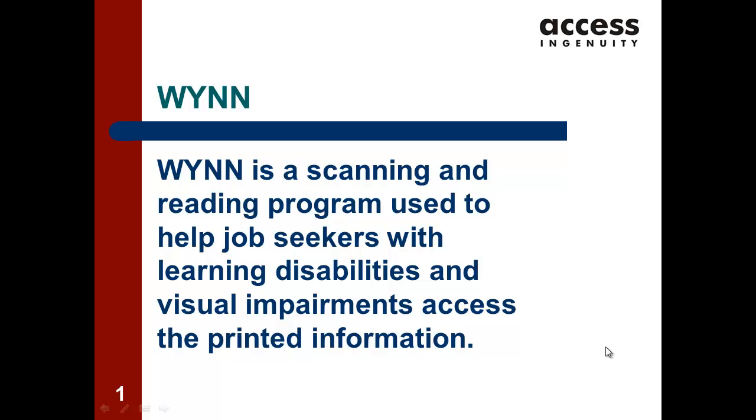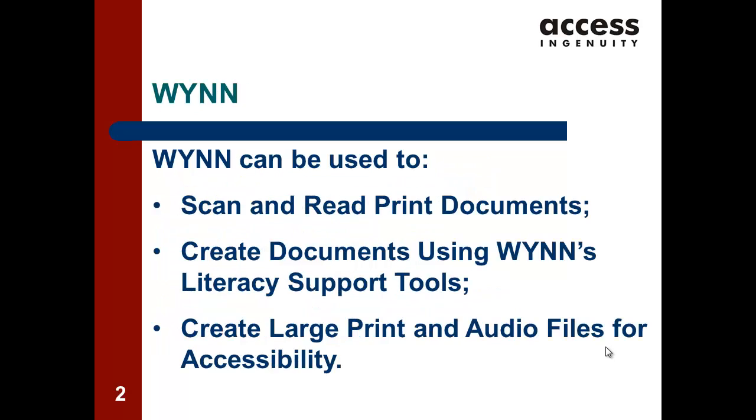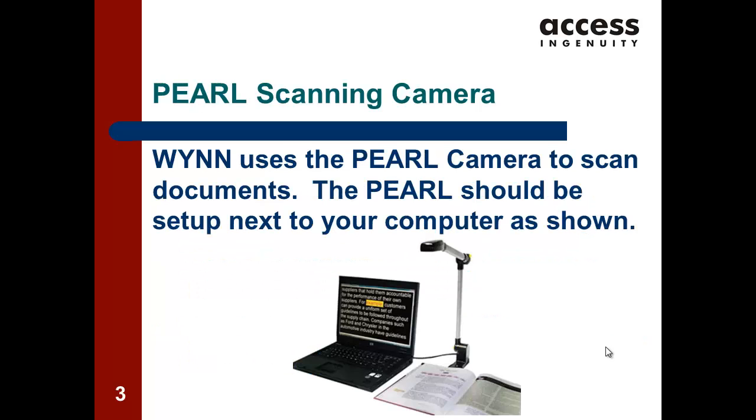WYNN is a scanning and reading program used to help job seekers with learning disabilities and visual impairments access printed information. WYNN can be used to scan and read print documents, create documents using WYNN's literacy support tools, and also create large print and audio files for accessibility.